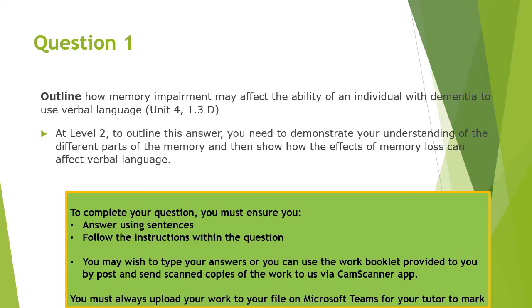So this brings us to question number 1. Outline how memory impairment may affect the ability of an individual with dementia to use verbal language. It's level 2, remember, the dementia. So we need to outline this answer. You need to demonstrate your understanding of the different parts of the memory and then show how the effects of memory loss can affect verbal language.